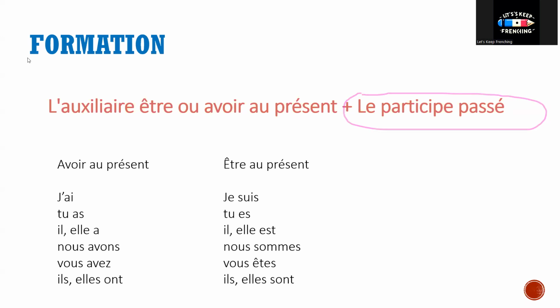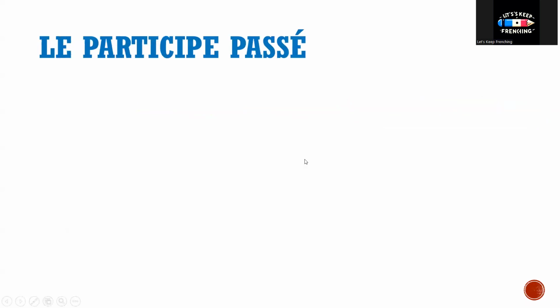Très bien. Now that we know l'auxiliaire être ou avoir au présent, what about le participe passé? So, le participe passé, or the past participle, really depends on the verb ending. So, verbe de premier groupe, par exemple, le verbe parler, le participe passé, c'est parlé. So, all the verbs that belong to the first group, their past participle finishes with é.